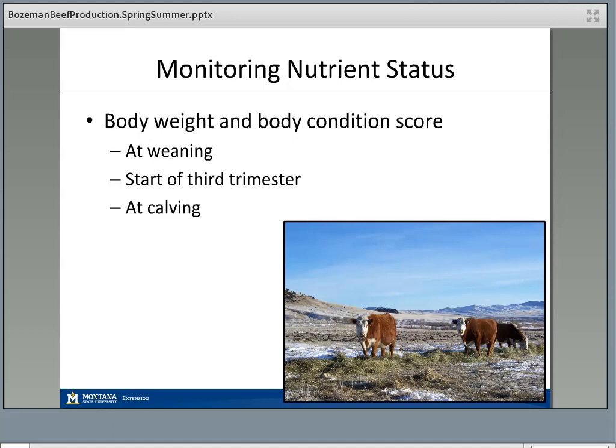And three critical times that are important for this would be at weaning, at the start of the third trimester, and at calving. Keeping in mind that the lowest requirements are going to be right after weaning. So if you have thin cows, that's the right time from an economics and efficiency standpoint to go ahead and make sure that we can make some changes in cow condition if that's your goal.